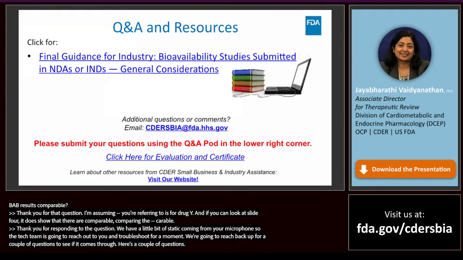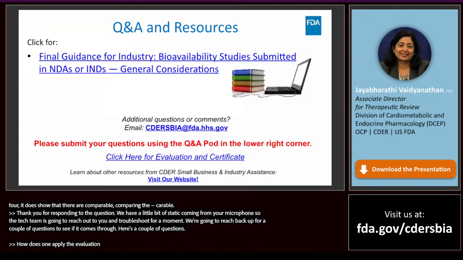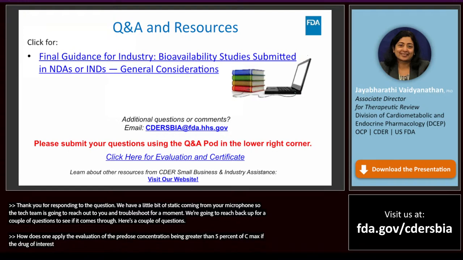How does one apply the evaluation of pre-dose concentration being greater than 5% of Cmax if the drug of interest has endogenous levels?